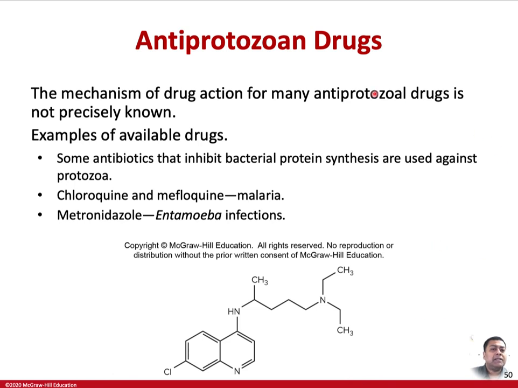So the mechanism of drug action for many antiprotozoal drugs is not precisely known. Many of these do work by producing some reactive oxygen species or reactive nitrogen species that we are going to see. Interestingly, some antibiotics that inhibit bacterial protein synthesis are used against protozoa as well. On the other hand, there are some specific drugs known as chloroquine or mefloquine. These are used for malaria.